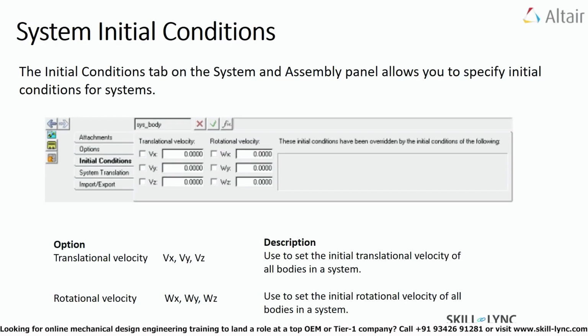The Initial Conditions tab on the System and Assembly panel allows you to specify initial conditions for the systems. The checkbox to the left of each initial condition indicates whether the initial condition is applied or not. When the checkbox is off, the solver default is used. We have the following options to specify in the Initial Conditions panel. We can specify the translational velocity in the X, Y, and Z direction, and we can also specify the rotational velocity in the X, Y, and Z direction.